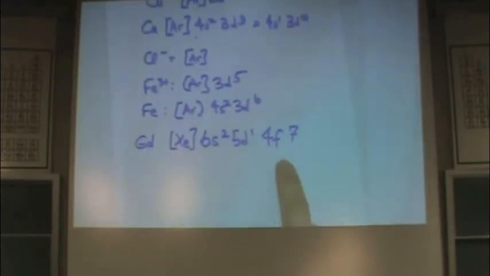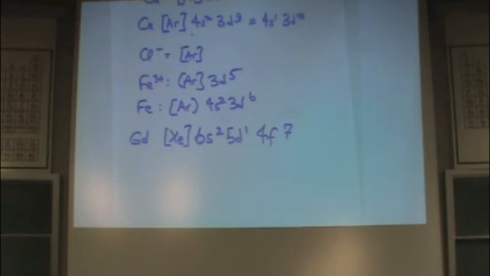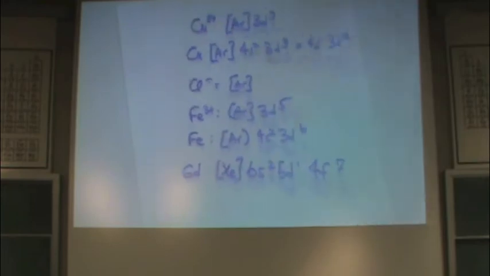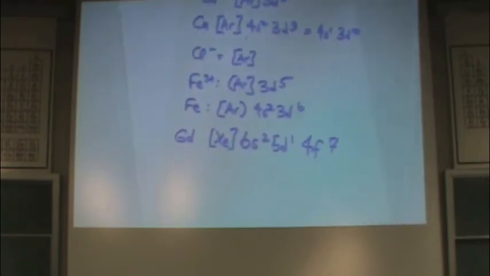Why is it 4F? For F, what is L equal to? Anybody? 3. So the lowest energy F orbital is 4F. So the first one's 4. Okay. All right.